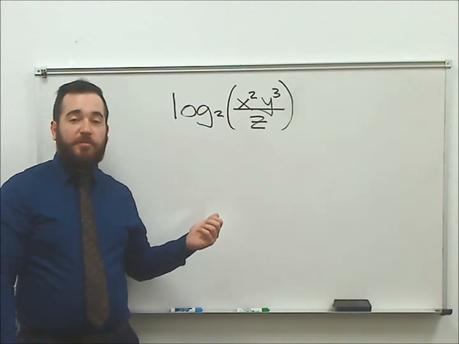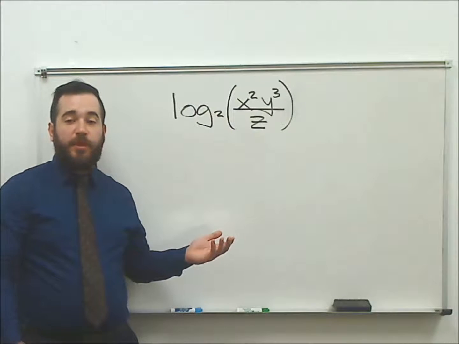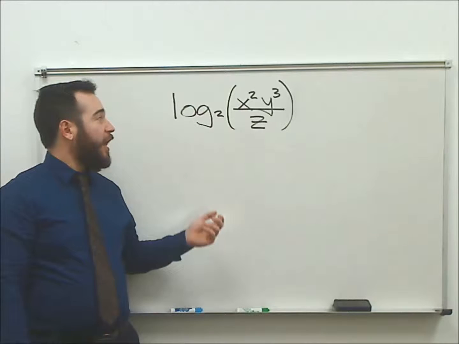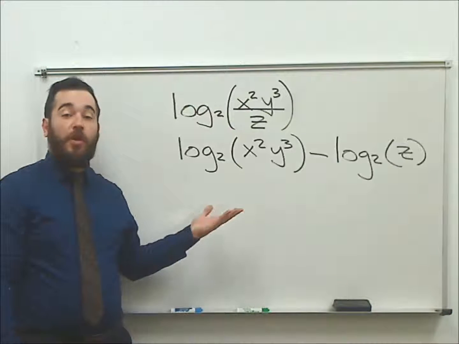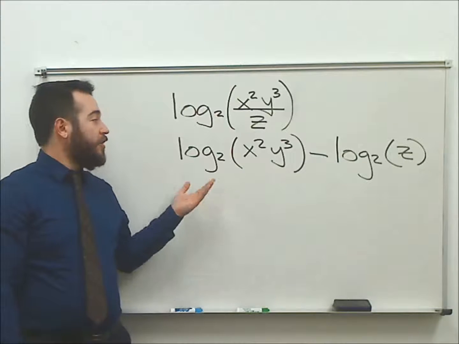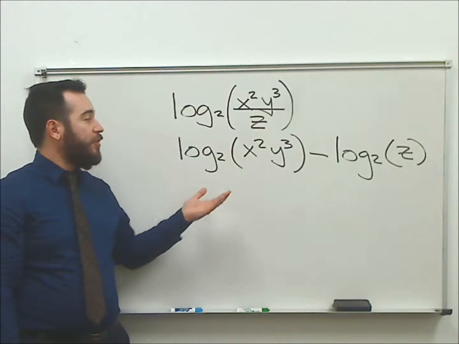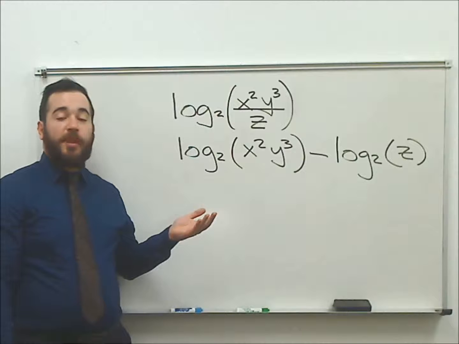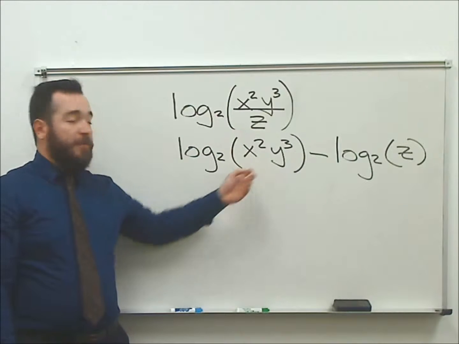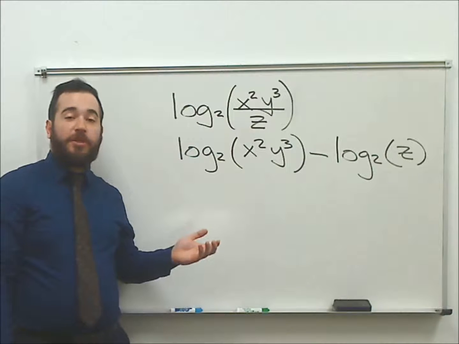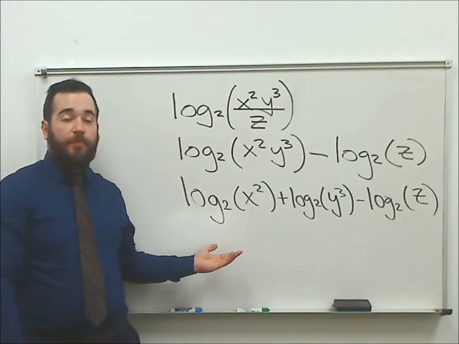So to start, let's apply an exponent rule. First, we've got x squared y cubed divided by z. Let's apply the division rule. Okay, so this breaks it up into log base 2 of x squared y cubed minus log base 2 of z. Fair enough. This is a product, and we can use our multiplication rule on it, just like that.